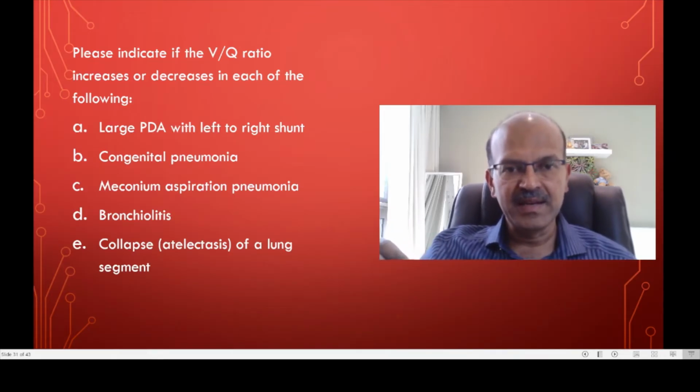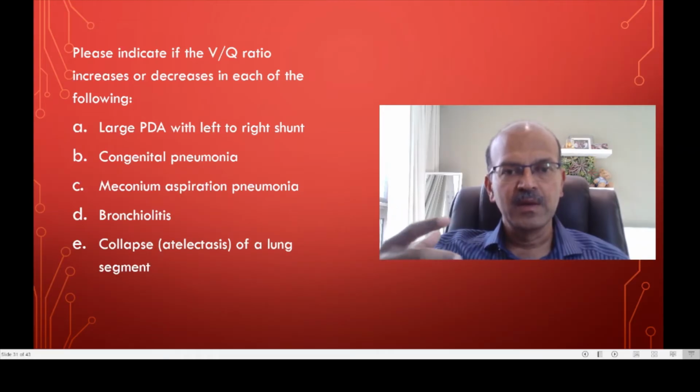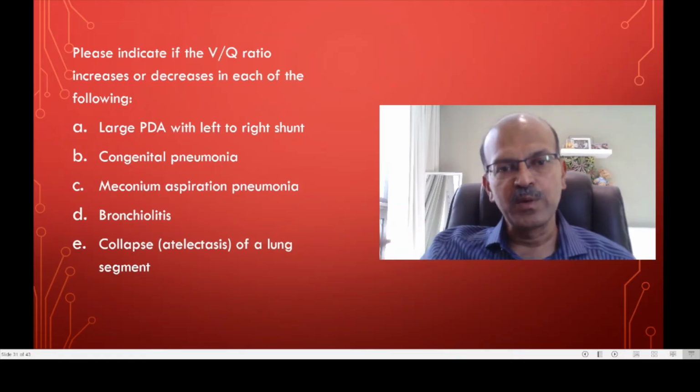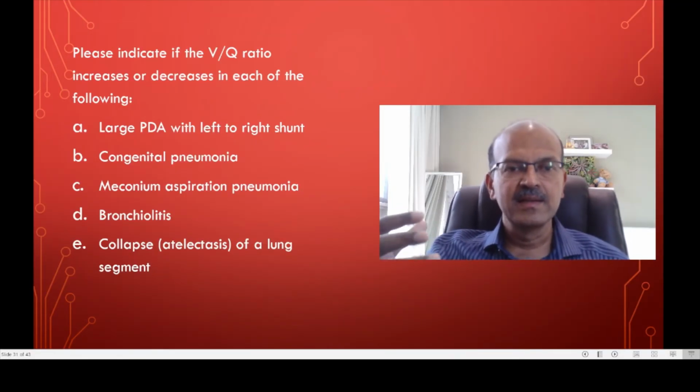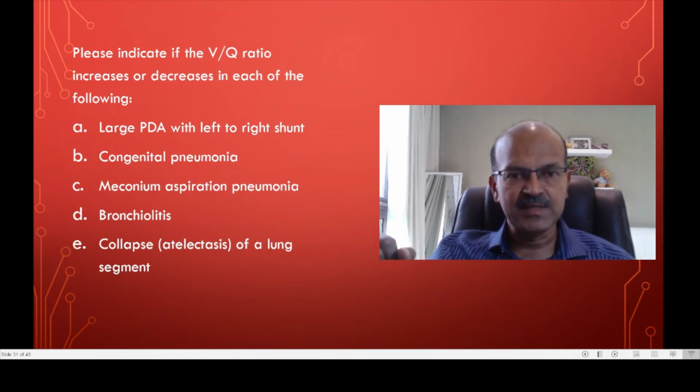So in a large PDA with the left to right shunt, usually we have lung flooding. So we have left to right shunt and we have more blood coming into the right side. The lung is at risk of pulmonary edema, and when the pulmonary edema happens, there is a reduced ventilation, and the perfusion is actually increasing, which may not compromise. So there is a reduced ventilation in these situations, so the VQ ratio will drop.